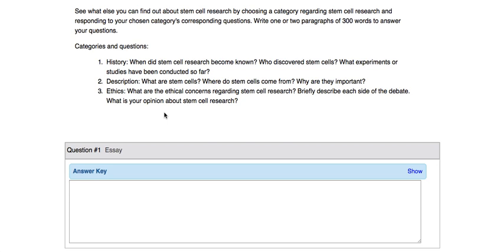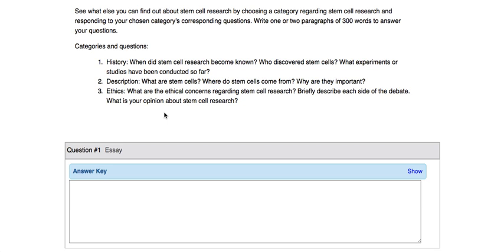You can choose to research the history of it, you can choose to talk about their description, or you can choose to talk about, probably, in my opinion, the most difficult part of it, the ethical component, because this is really more about you than anything else. So if you choose the history, talk about when stem cells became known, who discovered them, and what experiments or studies have been conducted so far by them.